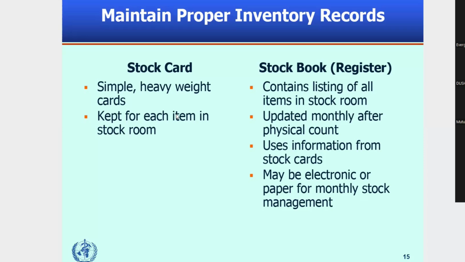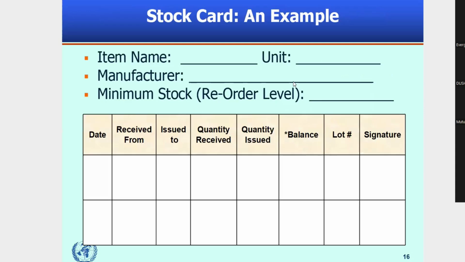This can be electronic or hard copy, and it can be filled in when you make a physical count. This can be done for all items of the store that you have to count, and you put the quantity you find when you are counting. So the store card, this is an example of a store card.